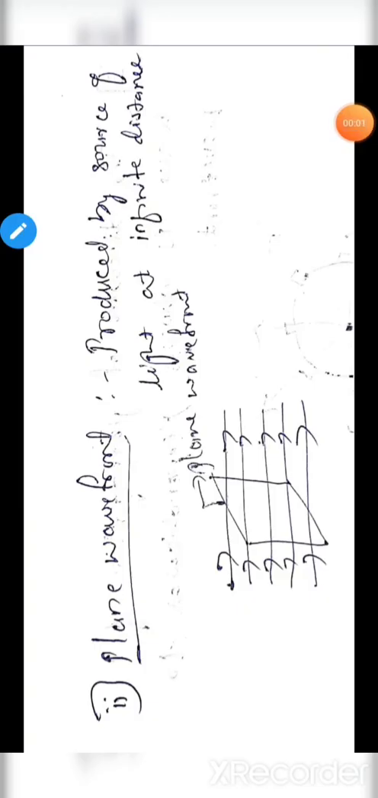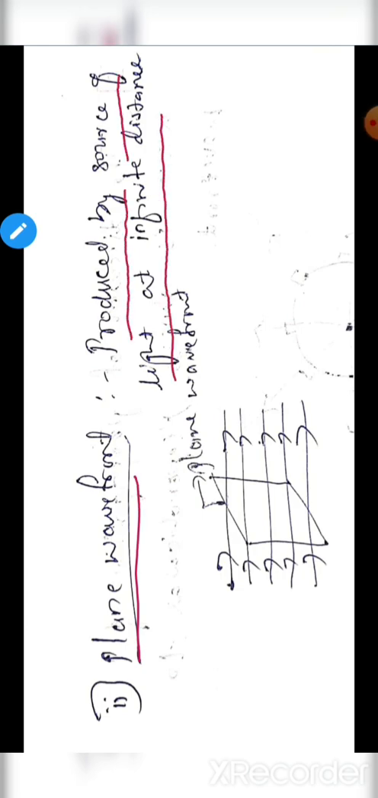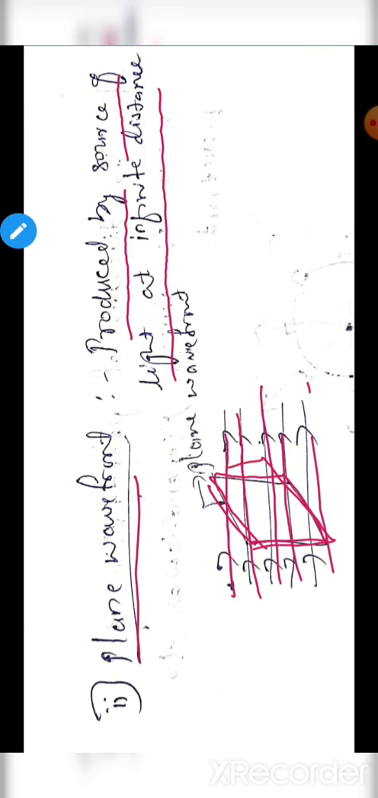The second type of wavefront is plane wavefront. It is produced by a source of light at infinite distance. The source at infinite distance produces what? Parallel rays of light, as you can see in this figure. So the locus of all the points which are vibrating at the same phase on these parallel rays gives what? This plane wavefront here. As you can see, the plane wavefront here.